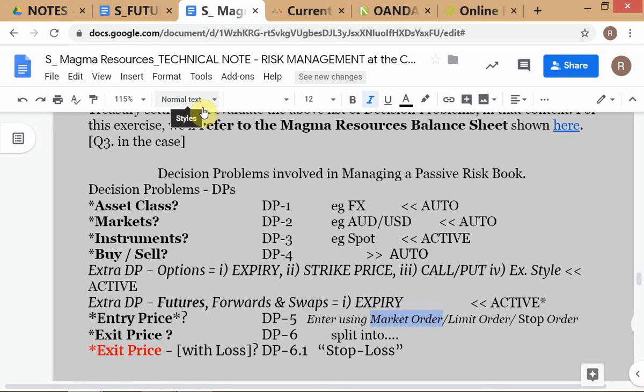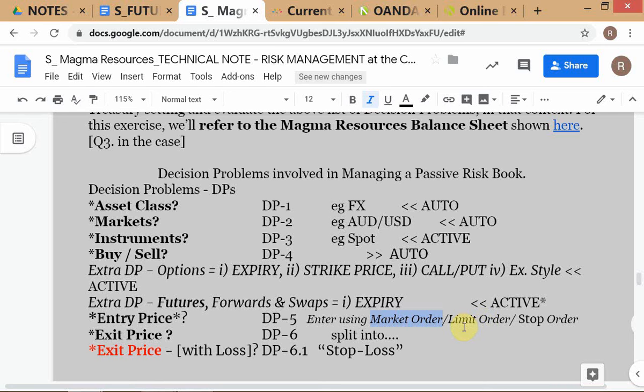So if the Infosys hedging policy document says that the decision of the entry price is always to be solved by choosing a market order, that means the exposure is to be immediately hedged at the current market prices. That is a choice they have as a company. They could leave it to the discretion of the hedging team: okay guys, based on your judgment and your view of the market, you can use a market order, limit order, or stop order.